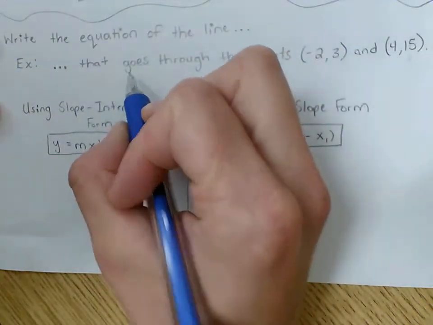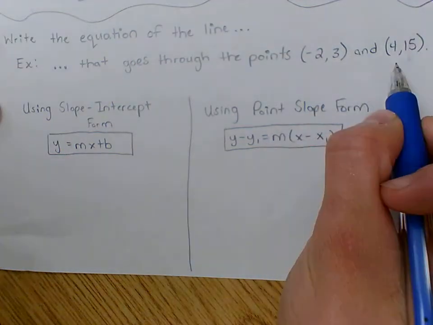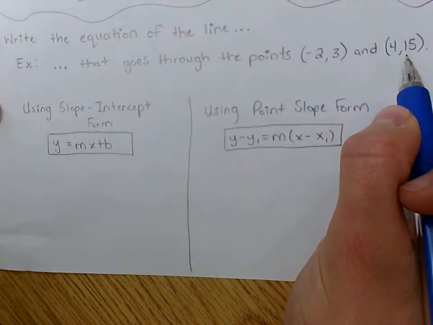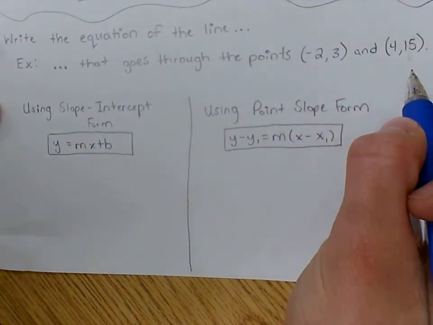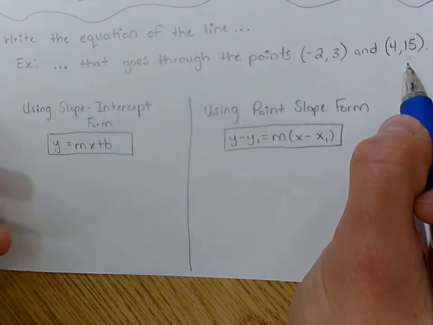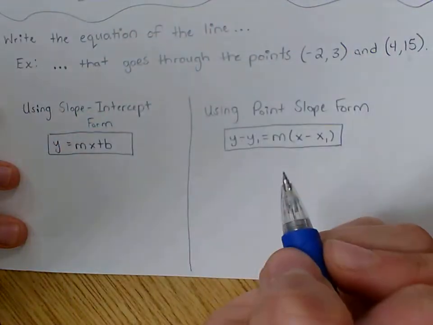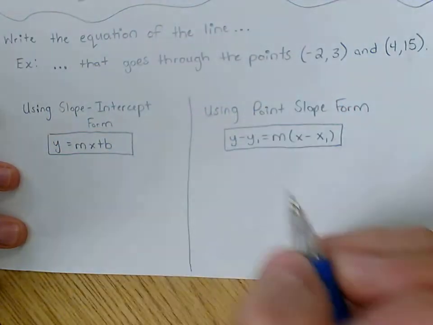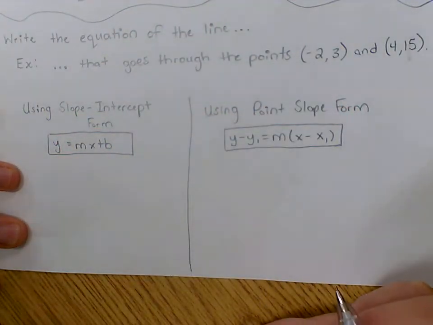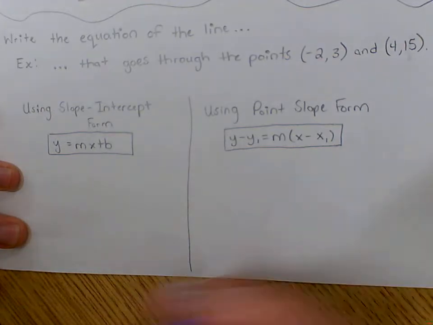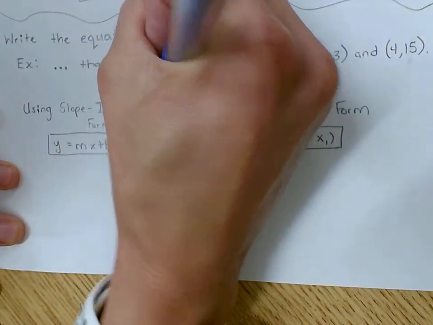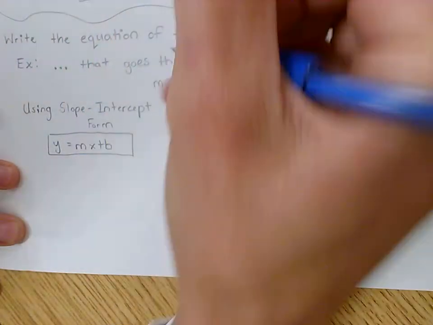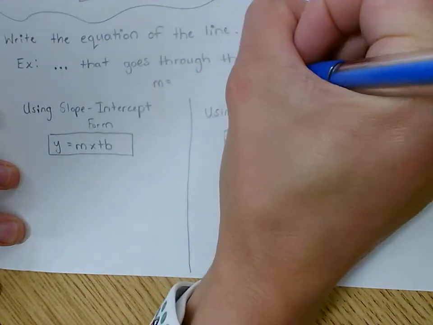So if they give us 2 points that the line goes through, or they give us a graph, and we pick out 2 points that the line's going through, we can still write the equation of the line, okay? But if you think back to the last video, I had told you you need 2 main pieces of information to write the equation of a line. If you remember, you have to know what the slope is, and then you have to have a point that the line goes through.